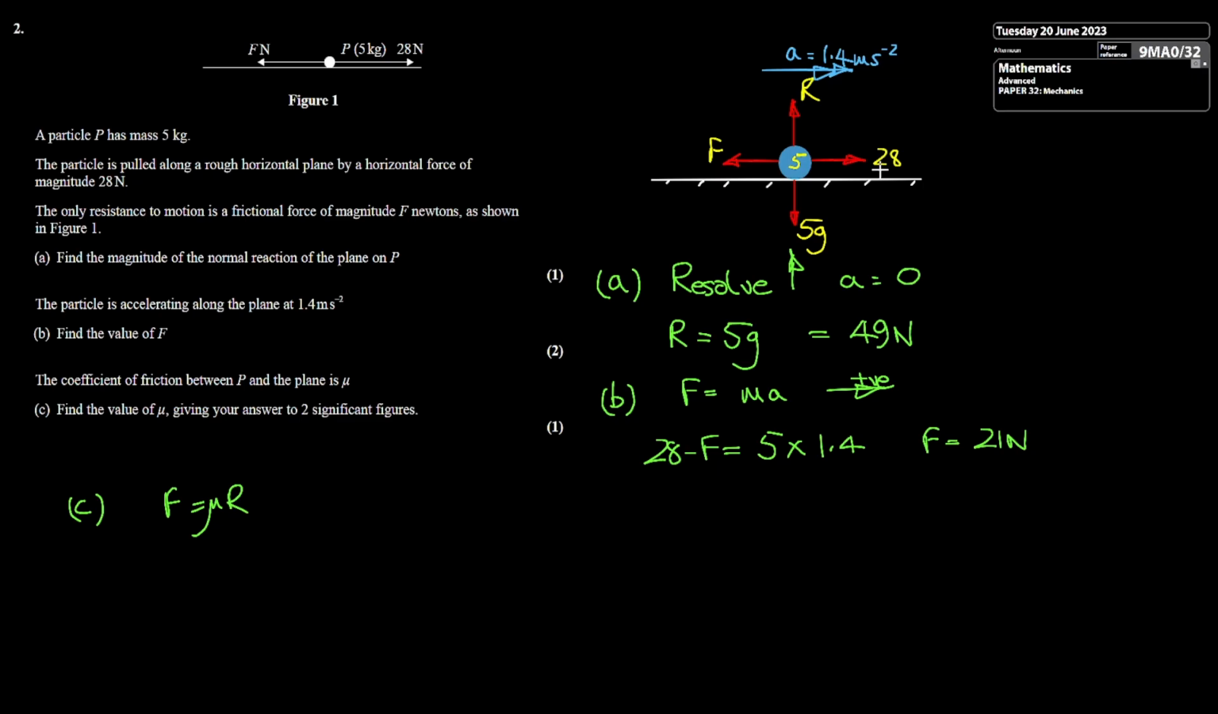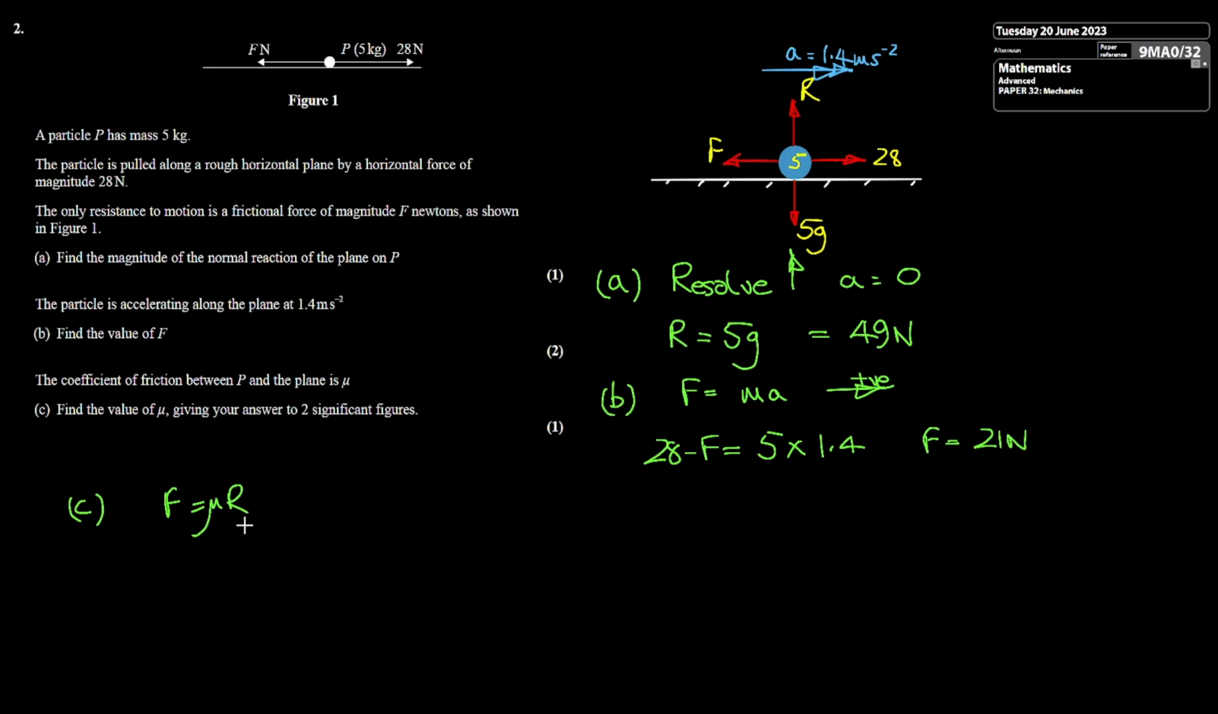You see, as the pulling force increases up from 0, the friction increases because at that point it is less than mu R. We are not in limiting equilibrium because the particle is not going to move. But as soon as we're moving now, friction reaches its maximum. So at that point, F does equal mu R.